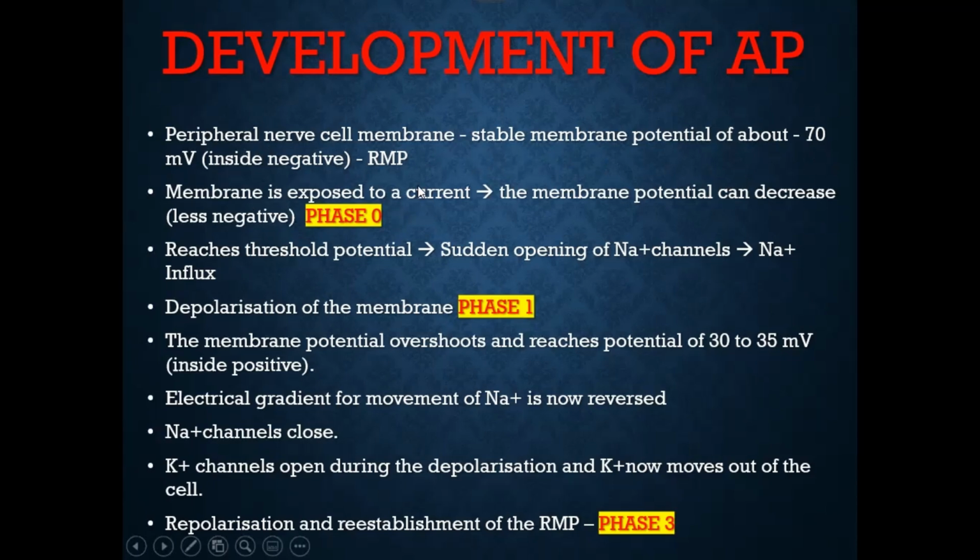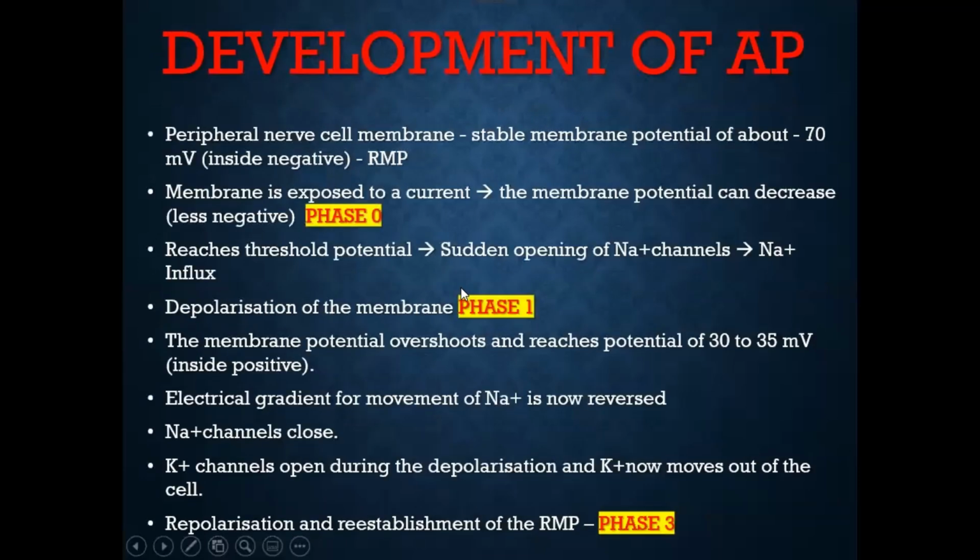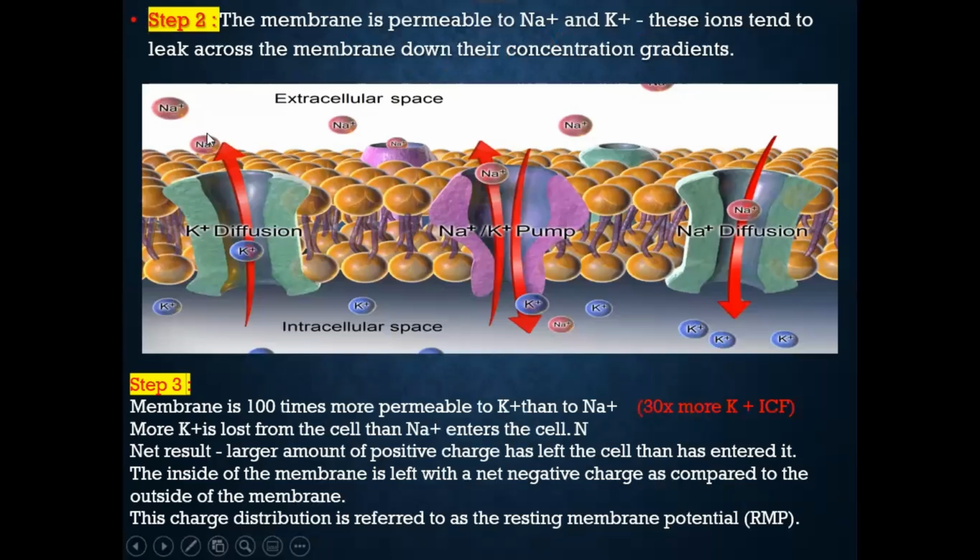The membrane is exposed to a current. Current means either a stimulus or current, anything. The membrane potential can decrease and become less negative. So when there is a stimulus, it causes this resting membrane potential to go higher. This is via the diffusion of sodium and potassium, where the sodium is going in. When there is a stimulus, the stimulus causes the sodium channel to open.